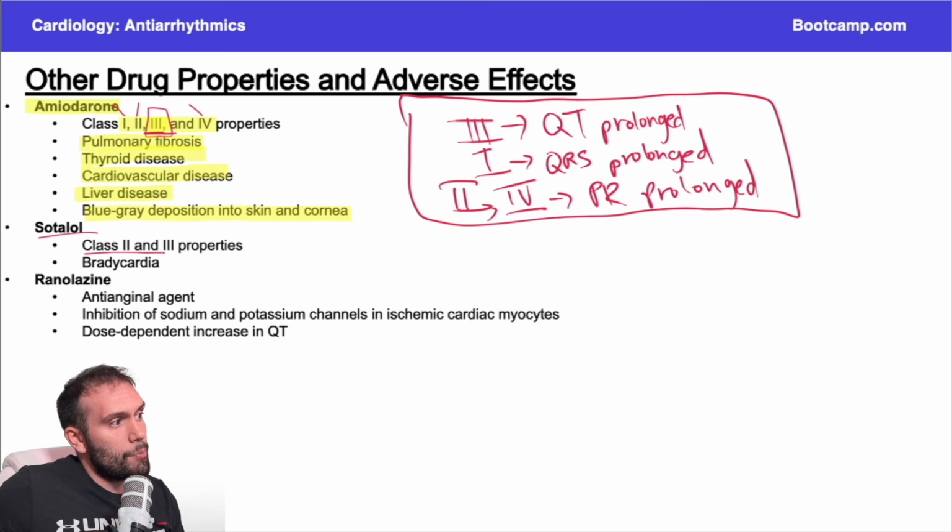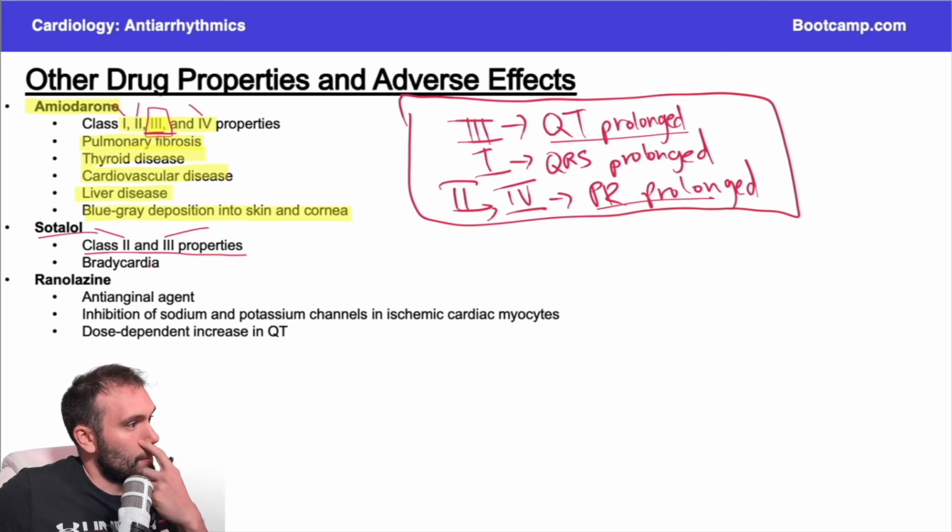Now, sotalol, I already kind of hit on this, so I'm just going to briefly say that, again, this has properties of both class 2 and class 3 because it's a beta blocker and because it inhibits the potassium channel. So you can get PR prolongation and QT prolongation with sotalol. And also bradycardia, right? That's one of the major side effects you would expect with a beta blocker.